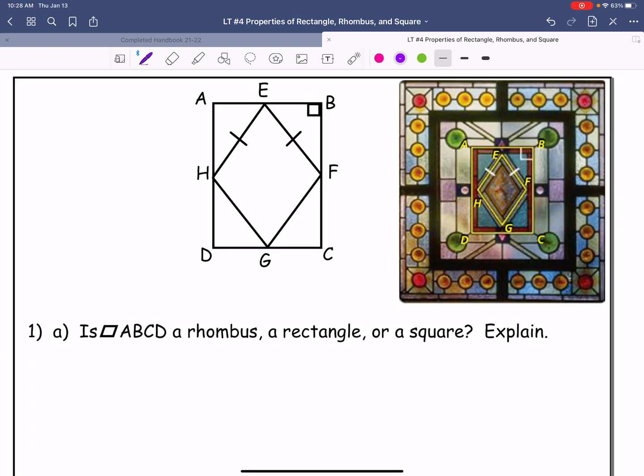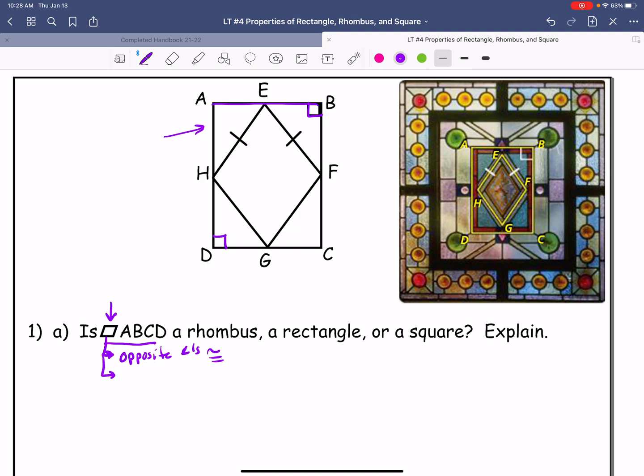Let's look at a stained glass window. This symbol means parallelogram, so it's as if you're given that it is a parallelogram, a rhombus, rectangle, or square. So in looking at A, B, C, D, I enlarged it over here so you can see it. We've got A, B, C, D. We've only been given that B is a right angle. So what we know is that in a parallelogram, opposite angles are congruent. So if B is 90, then D is 90.